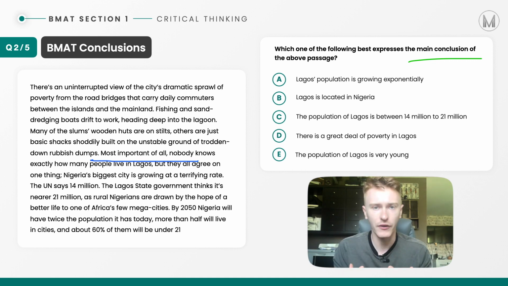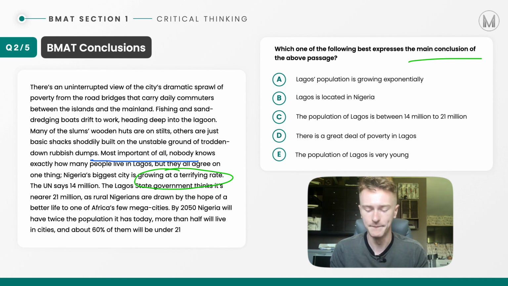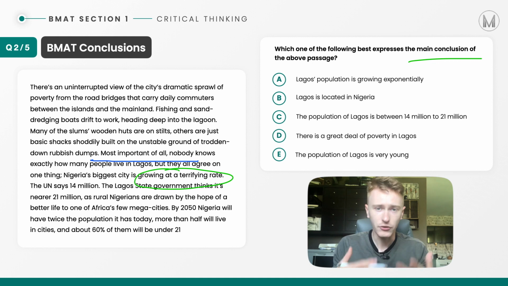These exaggerative phrases give us an idea of what the author's opinion is, and then we see that Nigeria's biggest city is growing at a terrifying rate. And I'm going to circle that because that seems to be the major conclusion here. We then get some evidence that follows. So the UN says 14 million, Lagos' state government says it could be nearer 21 million, etc., etc.